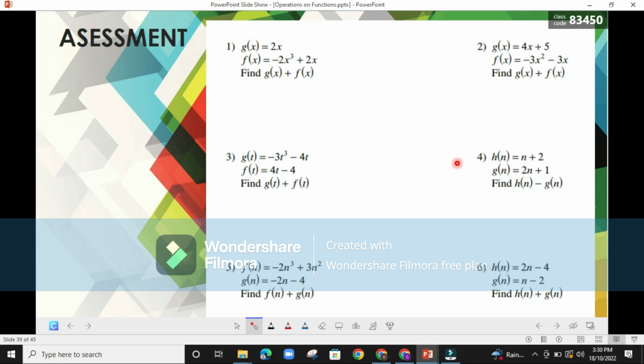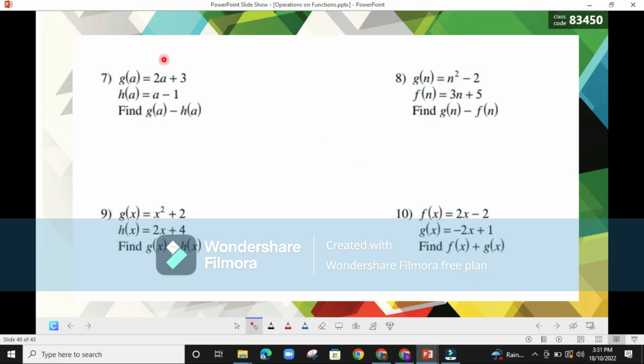Number 4, h of n is equal to n plus 2. G of n is equal to 2n plus 1. Find h of n minus g of n. Number 5, f of n is equal to negative 2n cubed plus 3n squared. G of n is equal to negative 2n minus 4. Find f of n plus g of n. Number 6, h of n is equal to 2n minus 4. G of n is equal to 2n minus 2. Find h of n plus g of n.